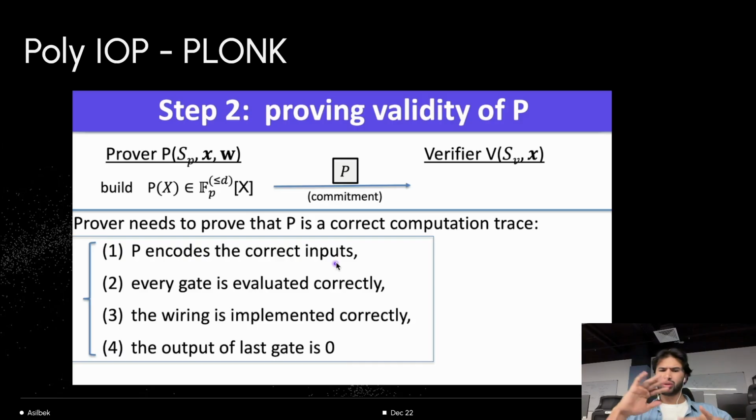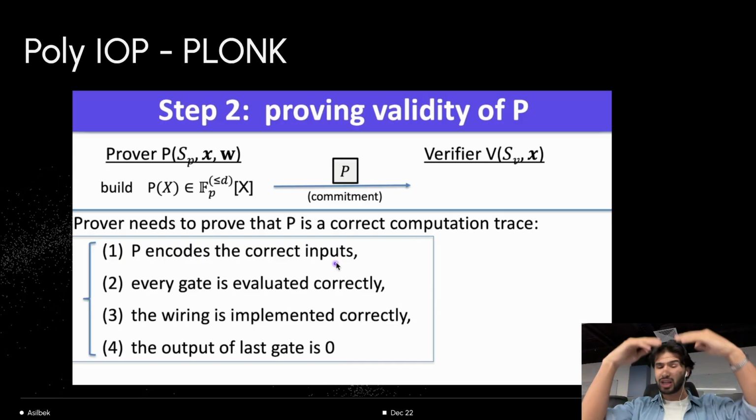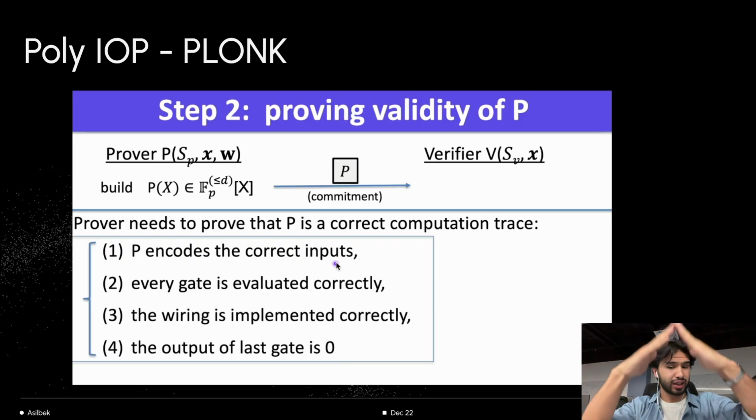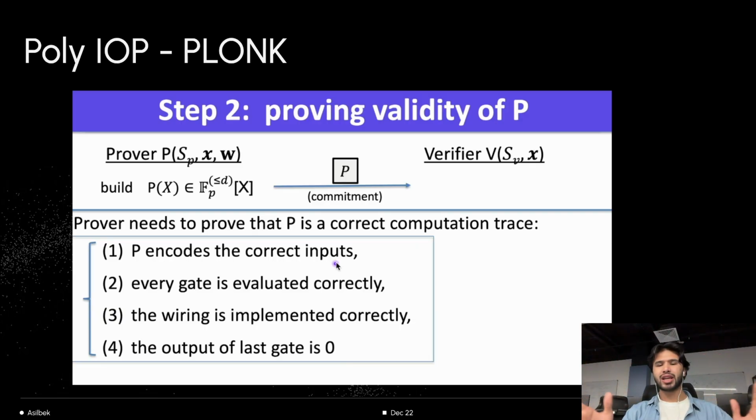So we have, I don't know, around 12 polynomials for each gate in the input. We have to prove that the prover is encoding the correct inputs, that every gate is evaluated correctly, meaning the calculations are done correctly, and that the wiring is completely correct. Because one gate's result is going to be the next gate's input, so it's correctly connected, and then the output of the last gate is going to be 0, which means the whole polynomial has to be the 0 polynomial. Like at the end, it has to return 0.